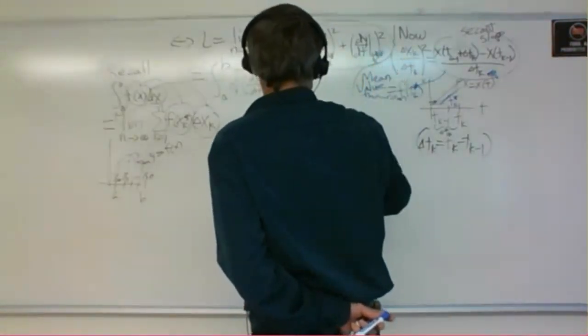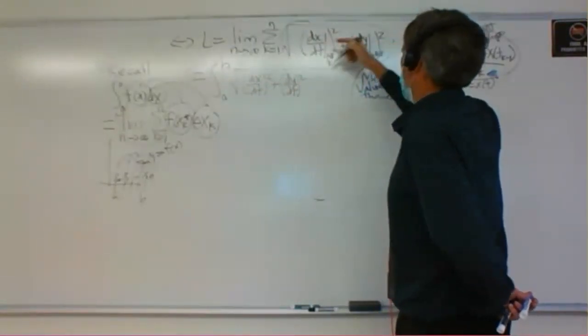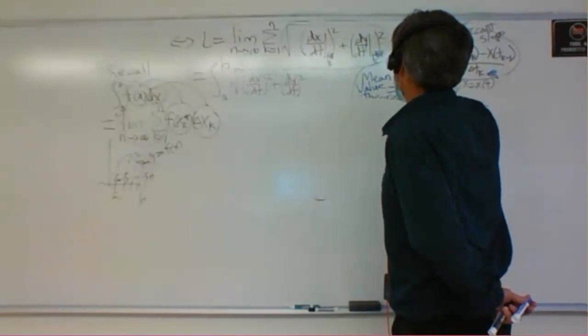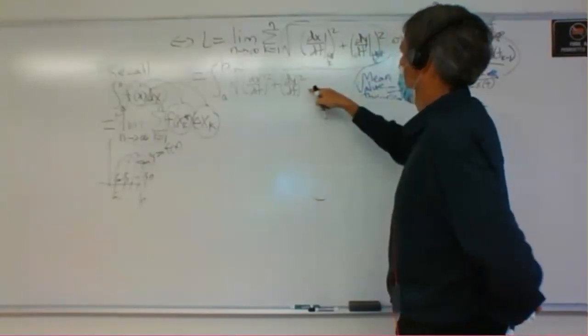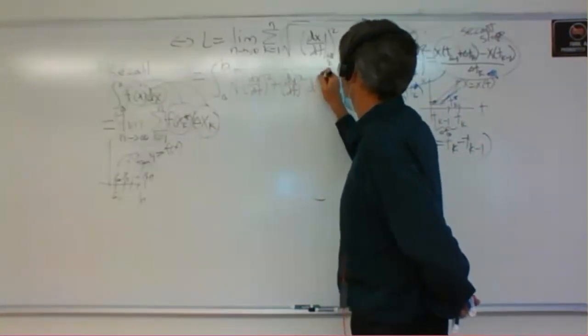And I left it off. There was the delta tk outside. I'm sorry, I forgot to put that on. Outside the square root was the delta tk still. And the delta tk, just like this one becomes dx, delta tk becomes dt in the notation.